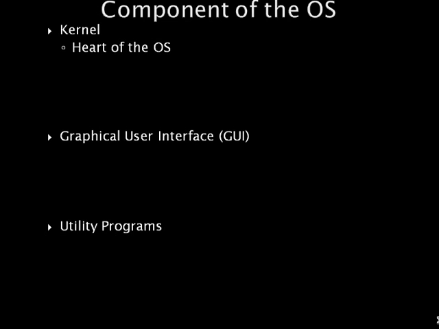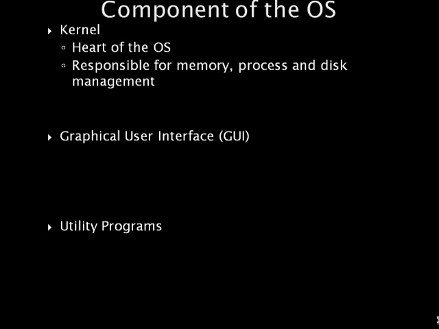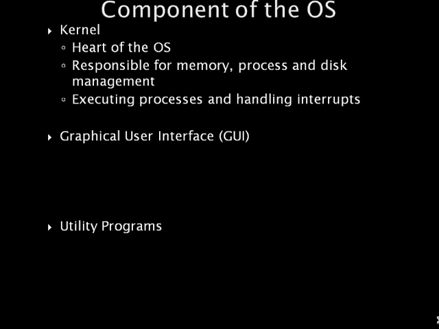It provides basic services to other parts of the operating system, but is specifically responsible for memory management, task or process management, and disk management. The kernel performs its tasks, such as executing processes and handling interrupts, in kernel space. It is usually loaded into a protected area of memory, which prevents it from being overwritten by other, less frequently used parts of the operating system or by application programs.